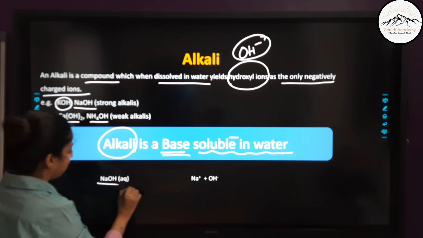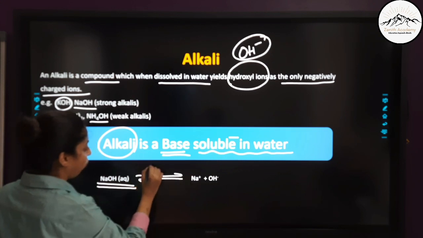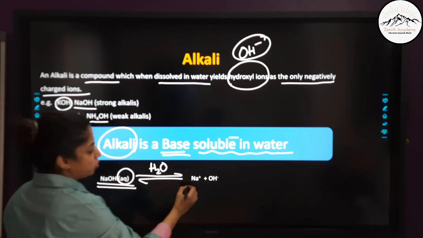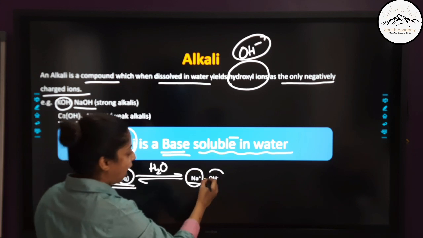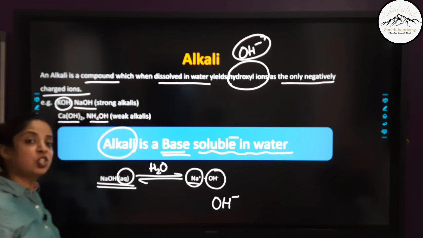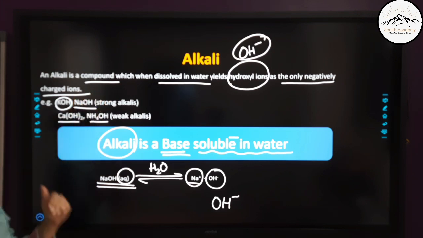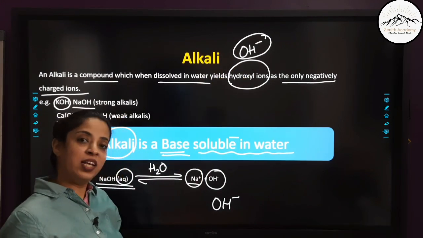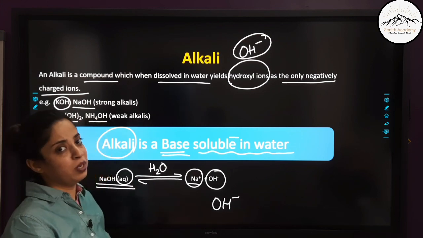Here you can see we have taken an example of sodium hydroxide. Sodium hydroxide in presence of water, that means in aqueous medium, will yield sodium cation, Na plus, and hydroxyl OH minus as the only negatively charged ion. So we'll revise what are alkalis. Alkalis are compounds which when dissolved in water give hydroxyl ion as the only negatively charged ions. And alkalis are nothing but those bases which are soluble in water.